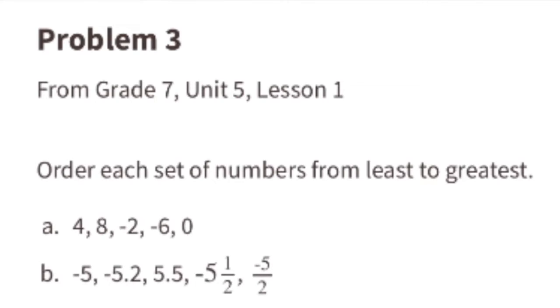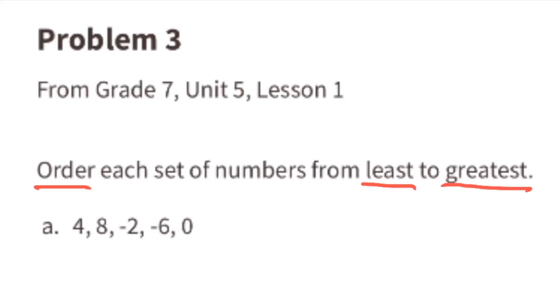Problem number 3 from 7th grade, Unit 5, Lesson 1. Order each set of numbers from least to greatest. Let's look at the numbers in Group A. We'll start with the negative numbers with the highest absolute value, and that would be negative 6. The next largest number would be negative 2. The next number would be 0 since we ran out of negative numbers. Now we're looking for the smallest of the positive numbers. That would be 4. And then finally the largest number, or the number with the greatest value, is 8.